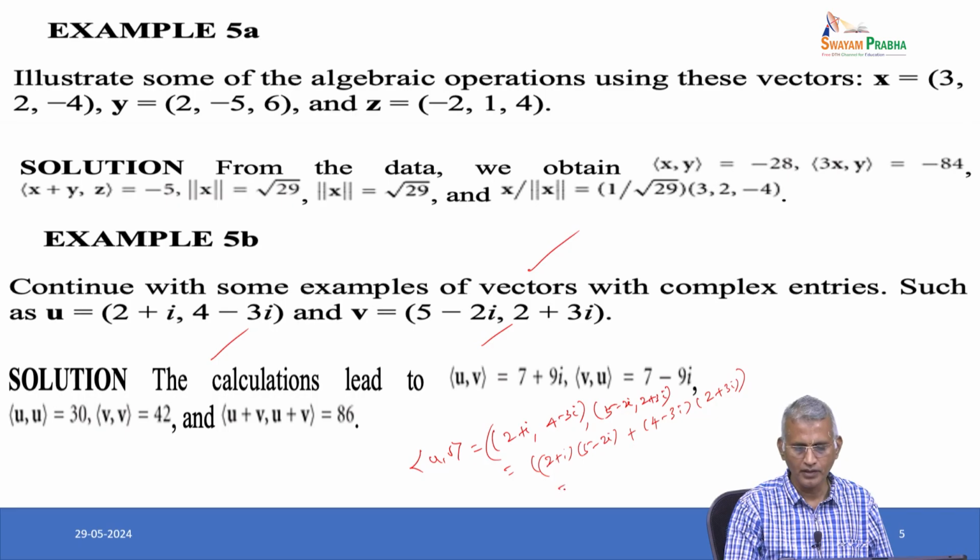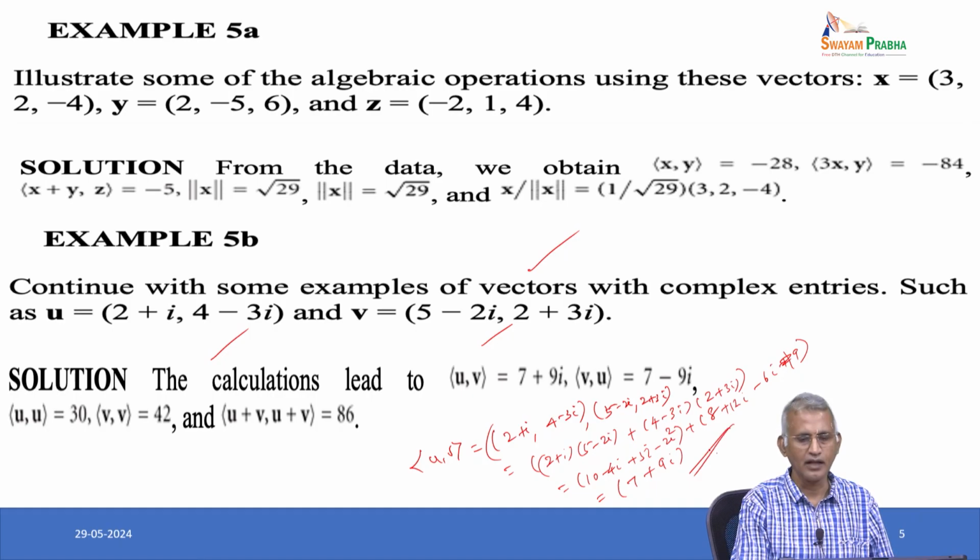Therefore, 2 into 5 is 10 minus 4i and then plus 5i and then minus 2i square, plus similarly 4 into 2 is 8, and 4 into 3 is 12i, and then minus 6i, and then minus 9i square, that is plus 9. So the resultant will be 7 plus 9i.